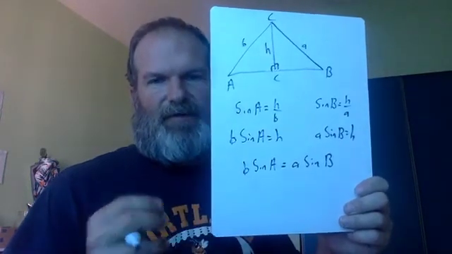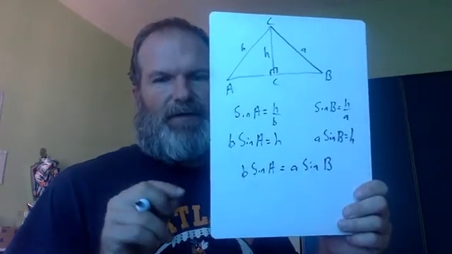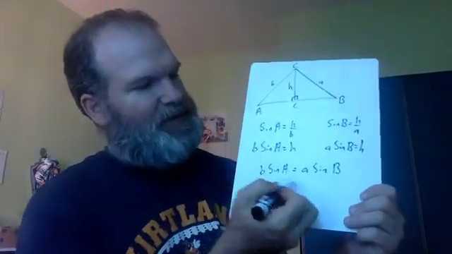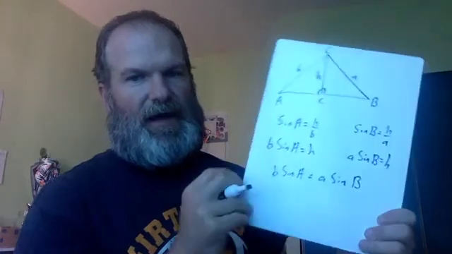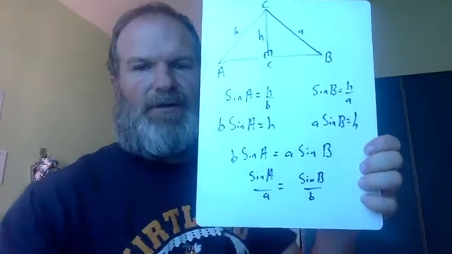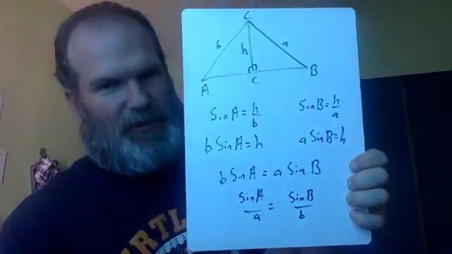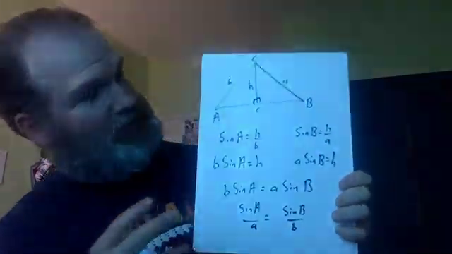Now we're just going to divide the lowercase letters to the other side. I'm going to divide little b to the other side and divide little a to the other side, and you'll get sine of A over A is equal to sine of B over B. Ta-da, it's magic. That's law of sines. It's beautiful. You'll find it in nature. You're going to love it.